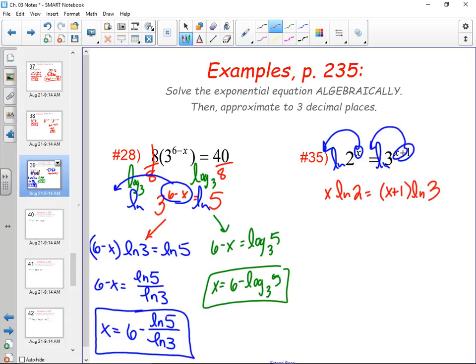We could do some division, but doesn't multiplication and division usually make things more complicated? The x is stuck. I need to get the x out of the parentheses, and the only way to get rid of parentheses is to what?